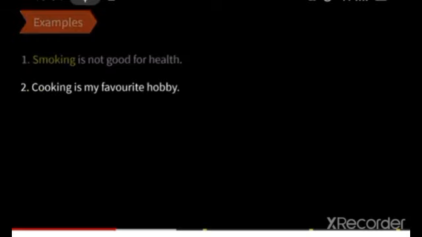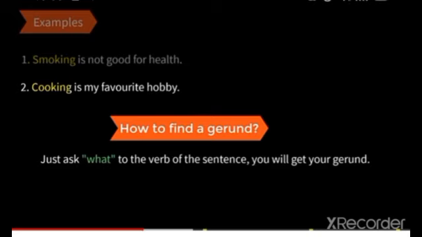Cooking is my favorite hobby. Here, first of all, underline cooking, identify cooking. This is ing form of verb. And let's identify its function. Cooking is my favorite hobby. Here, cooking is working as the subject of the sentence. So, we come to know cooking is a gerund here.